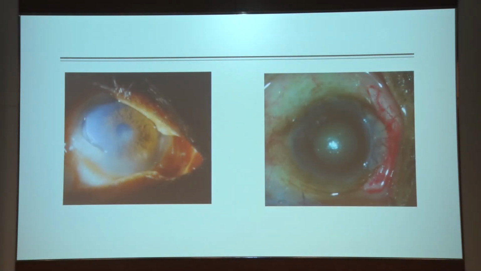This is a case of peripheral ulcerative keratitis, and as we talk about PUK, we have the PUK expert walking in here. So we have an area of thinning here, and we have a stromal melting here.